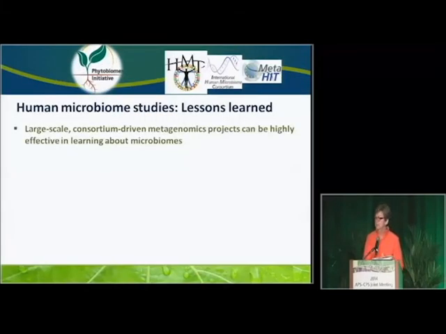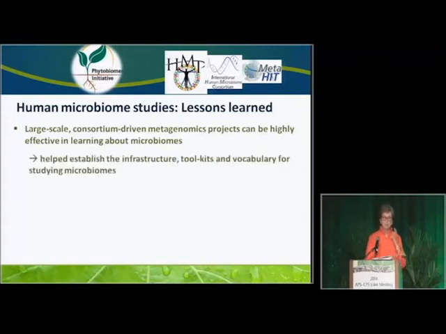So what are some of the lessons that we've learned? Well, for example, we've learned that these large-scale consortium-driven projects could be highly effective in learning about microbiomes. And what they've done is they've established not only the infrastructure, but a lot of the technology. Same thing that happened with the Plant Genome Project, which followed the Human Genome Project. The sequencing technologies, the informatic technologies, in this case, the metabolomics, the proteomics, all of that we're going to be able to glean. We don't have to reinvent that.